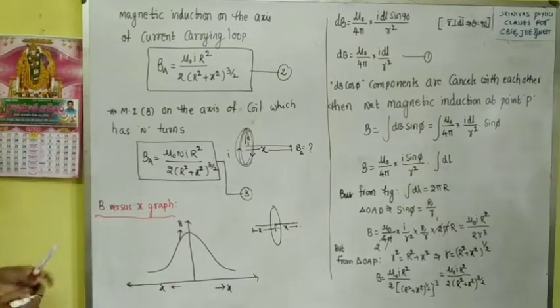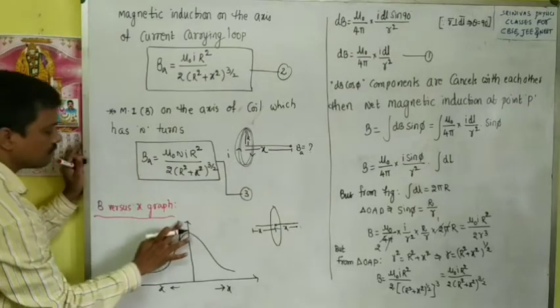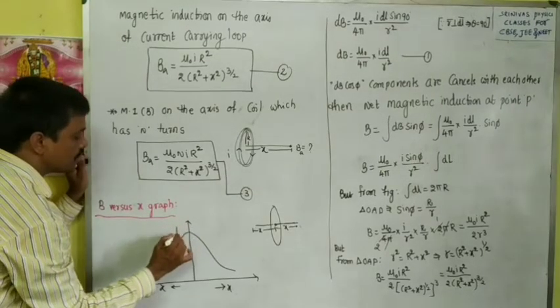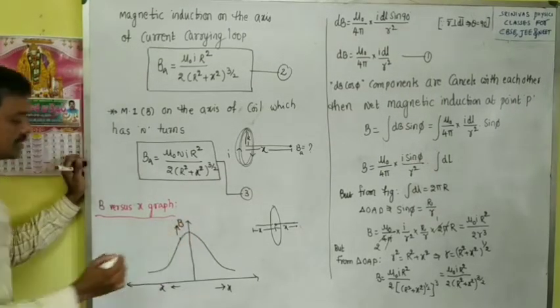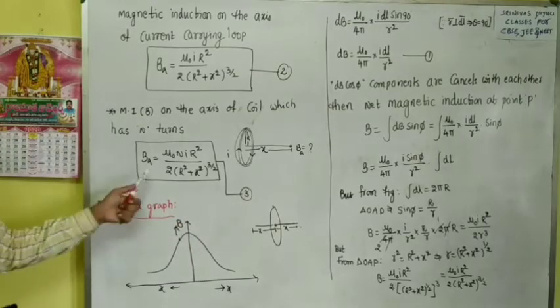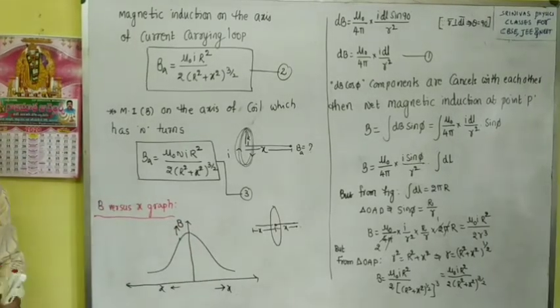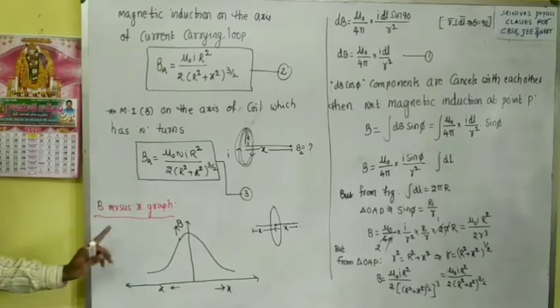Very important graph. You will get this graph for 1 mark. B versus X. This topic is also very important. With this derivation, you will get 3 marks. The B versus X graph, this one.